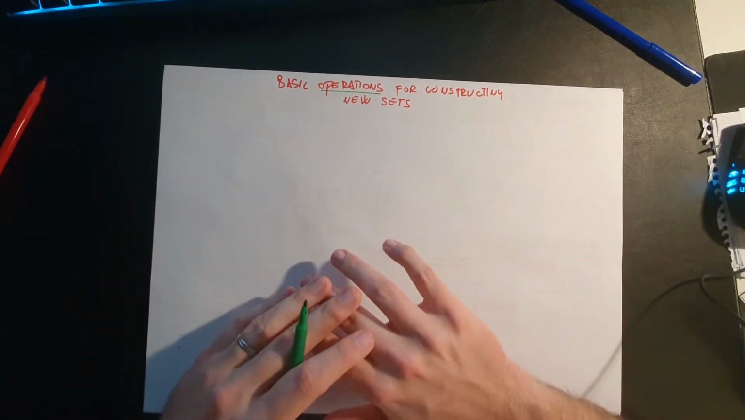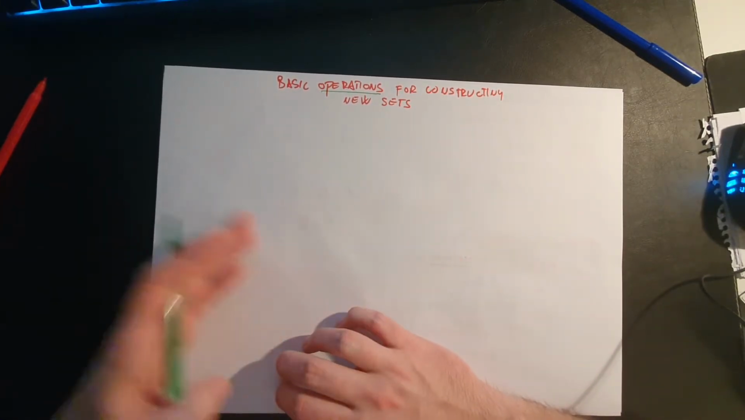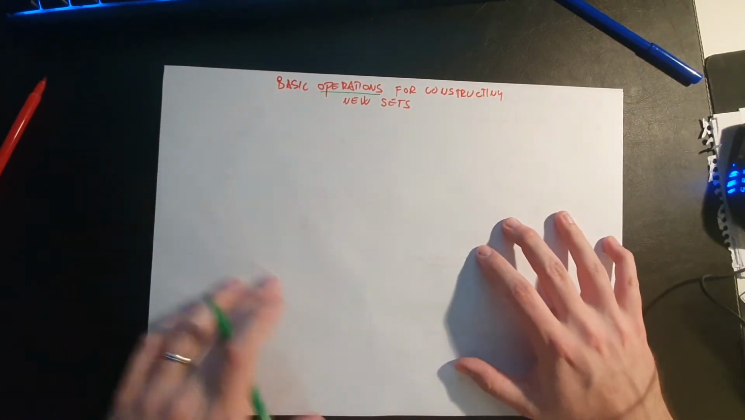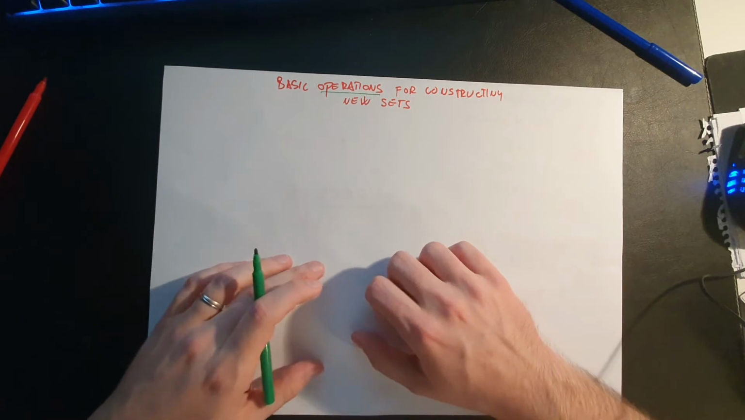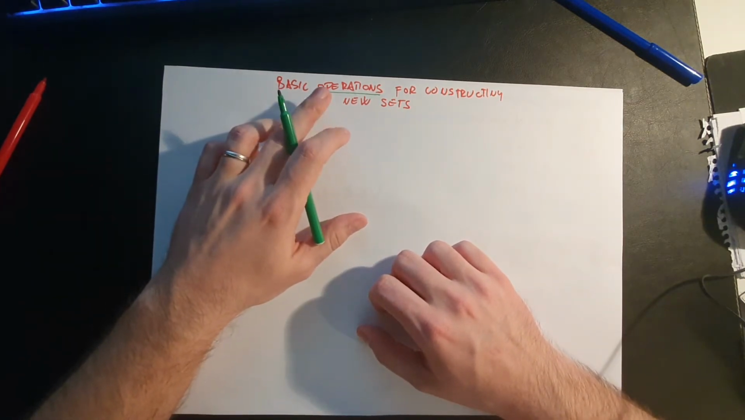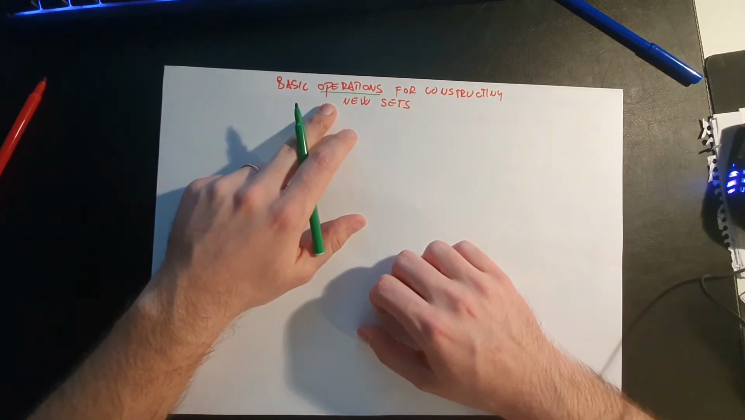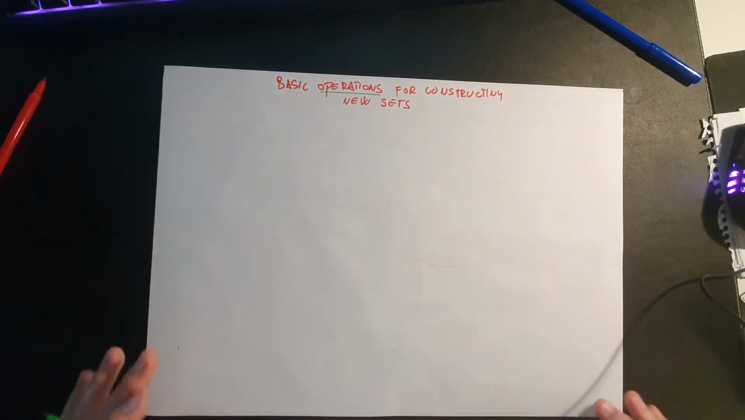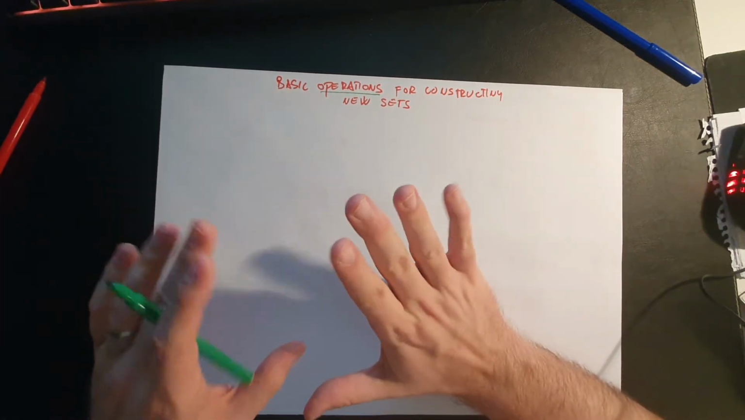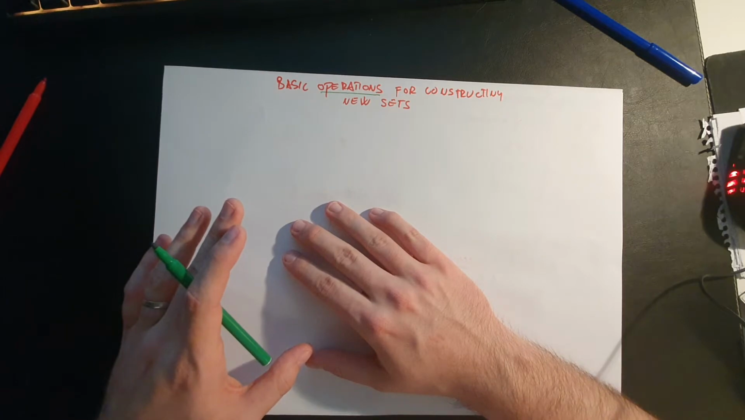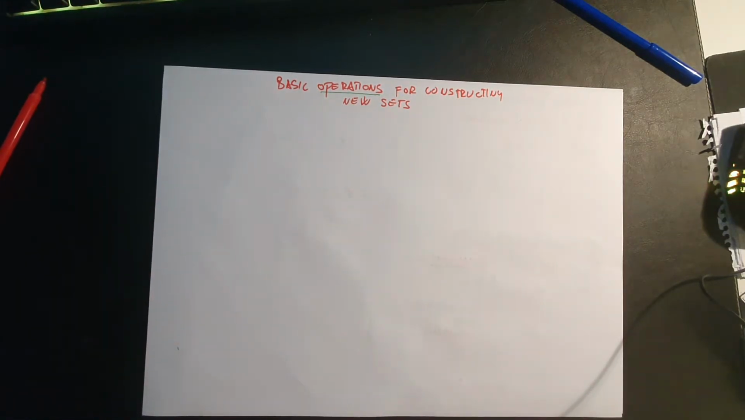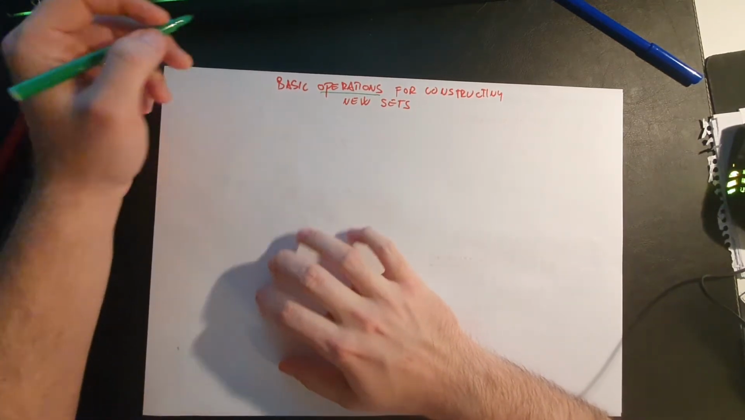Now, what I'm going to do, and hopefully I get it correct, is try to divide this paper into three columns. And why three columns? Because we are going to learn today three basic operators, or operations, however we want to say it, for constructing new sets. So, let's start with what their names are. The first one that we're going to do is union.